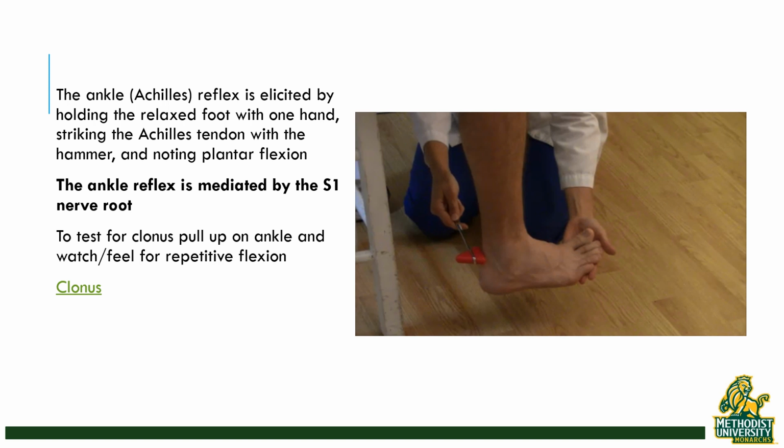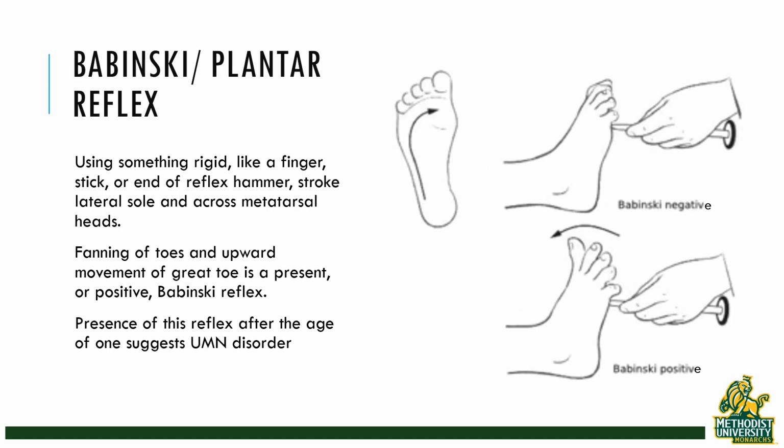And there's a nice video of clonus. We generally check for a Babinski, which is an abnormal plantar reflex. Using something rigid, we stroke from heel to the big toe along the lateral sole and across the metatarsal heads. The normal response is for the toes to flex.